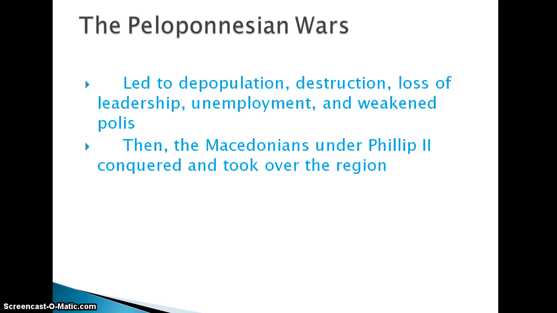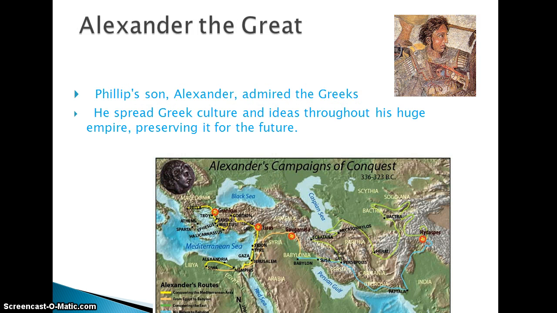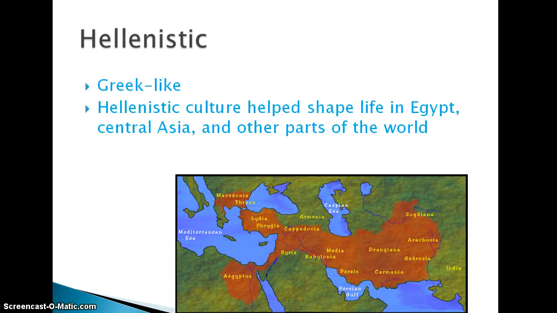Now, the Peloponnesian Wars led to depopulation, destruction, loss of leadership, unemployment, and weakened polis. Then the Macedonians, under Philip II, conquered and took over the region. It was Alexander the Great, Philip's son, who admired the Greeks, and he spread Greek culture and ideas throughout his huge empire, preserving it for the future. It is from this that we get the term Hellenistic, which is Greek-like, and Hellenistic culture helped shape life in Egypt, Central Asia, and other parts of the world.